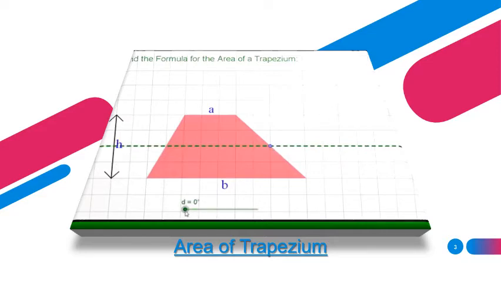So we can do that by moving this slider, and there you go, we're just flipping our top half of our trapezium all the way around, gentle thud, it hits the bottom, and now we actually have a parallelogram.